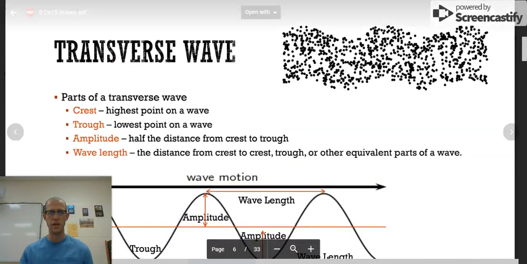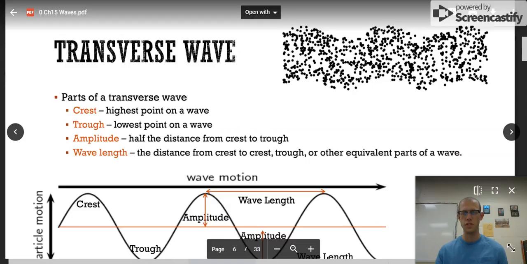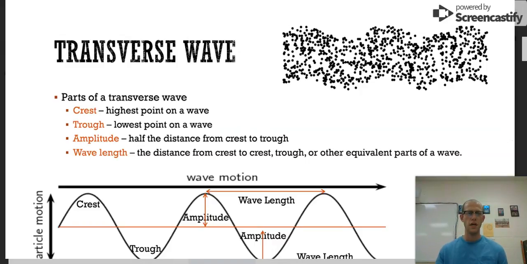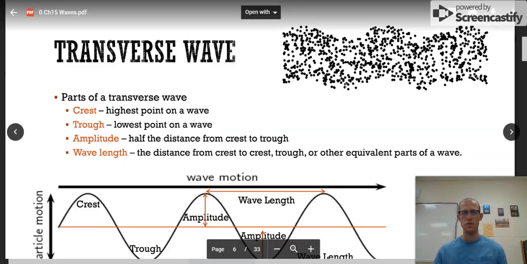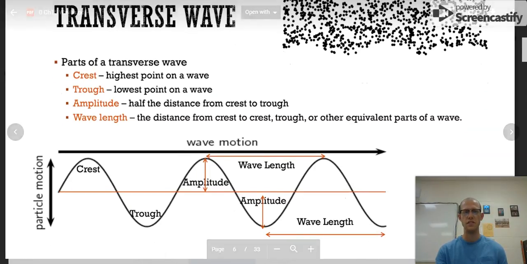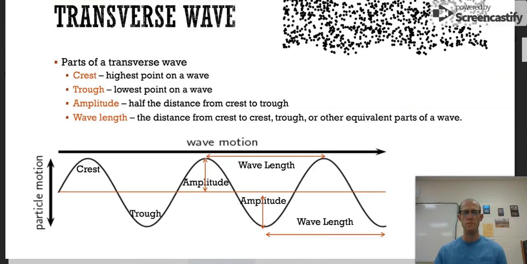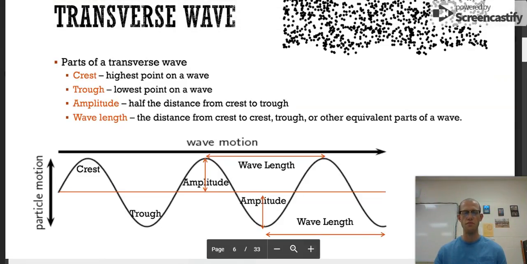So let's look at the transverse wave a little bit more closely. We had this image before, but there's different parts to transverse waves. There's the crest, which is the highest point in the wave, the trough, which is the lowest point in the wave. You have the amplitude. The amplitude is half the distance from crest to trough. So it's like, draw a line down the center of it, from that center line to the top, or the center line to the trough. That would be the amplitude.